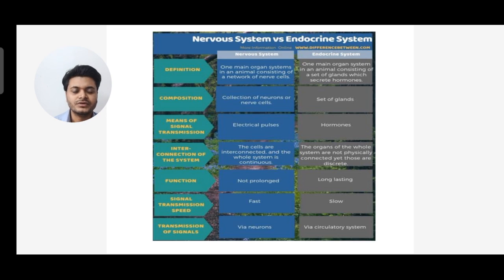In respect to inner connection of the system, in the nervous system the cells are connected and the whole system is continuous, whereas in the endocrine system the organs of the whole system are not physically connected, yet they are discrete. So these are the differences between nervous and endocrine system, given very nicely. Copy this down.